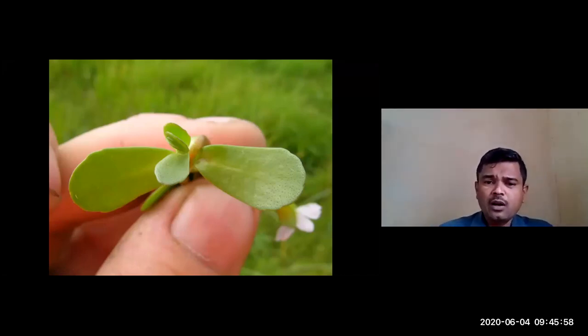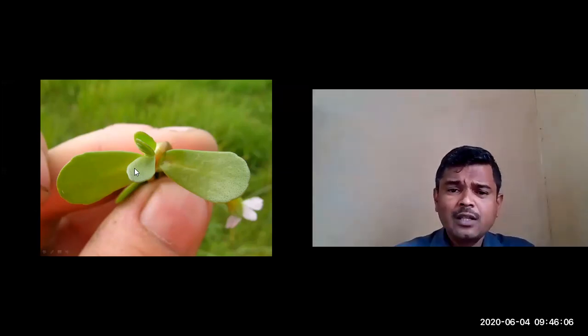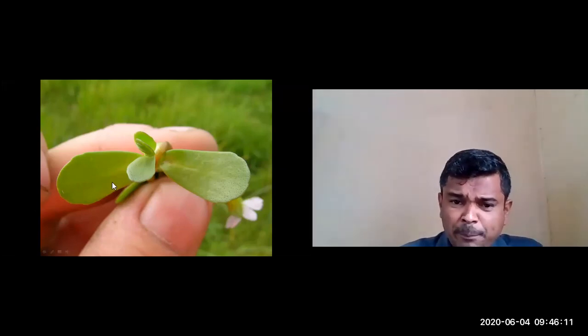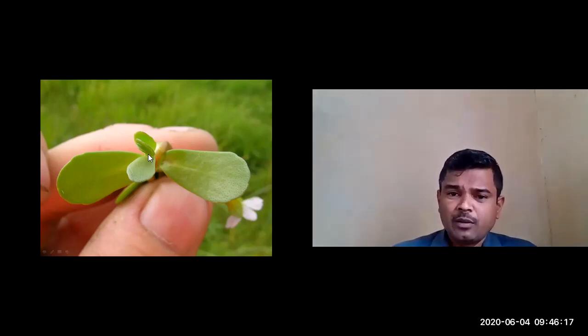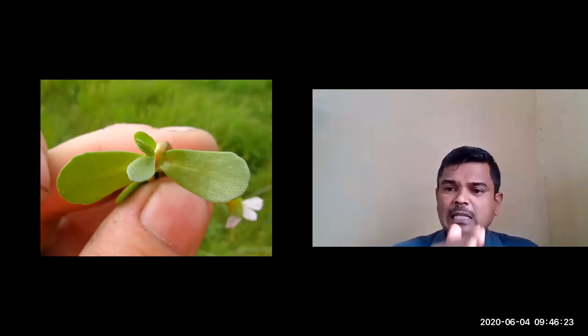Okay, and if you see in this structure, the arrangement of the leaf. So this is one leaf, and this is another leaf. The arrangement of leaf is opposite. So if you compare this pair of leaves with this pair, they are at right angles to each other, that is opposite decussate in nature. We used to say opposite decussate arrangement of the leaf.